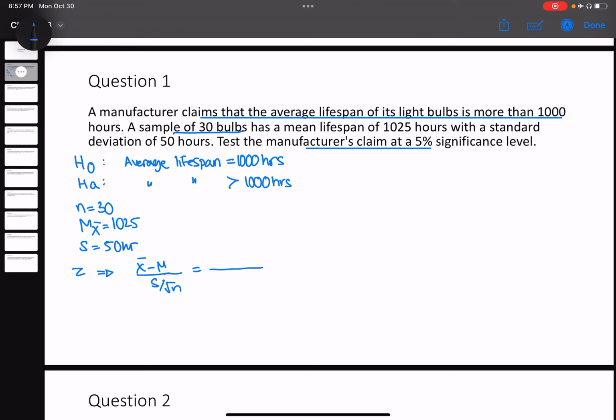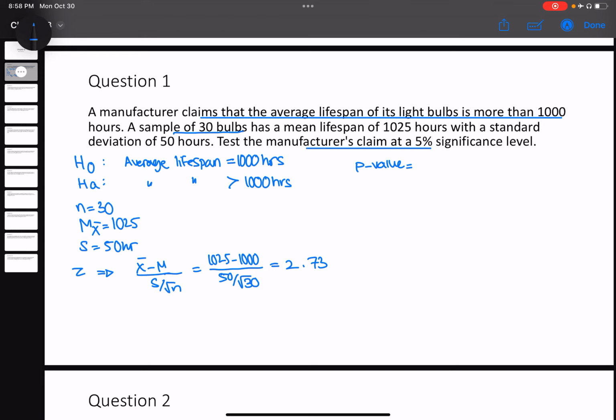Here we can simply plug in the numbers, 1025 minus 1,000 divided by s, which is 50, by square root of n, 30. I'm going to put the final number. Z will be equal to 2.73. In order to get the p-value and see if we can support or reject the null hypothesis, we need to calculate the p-value, which is basically the probability of the z.